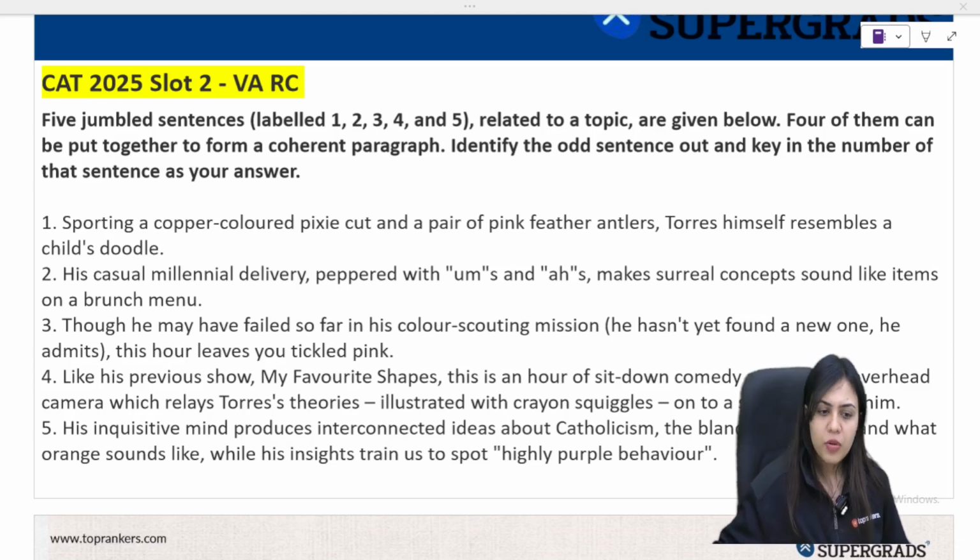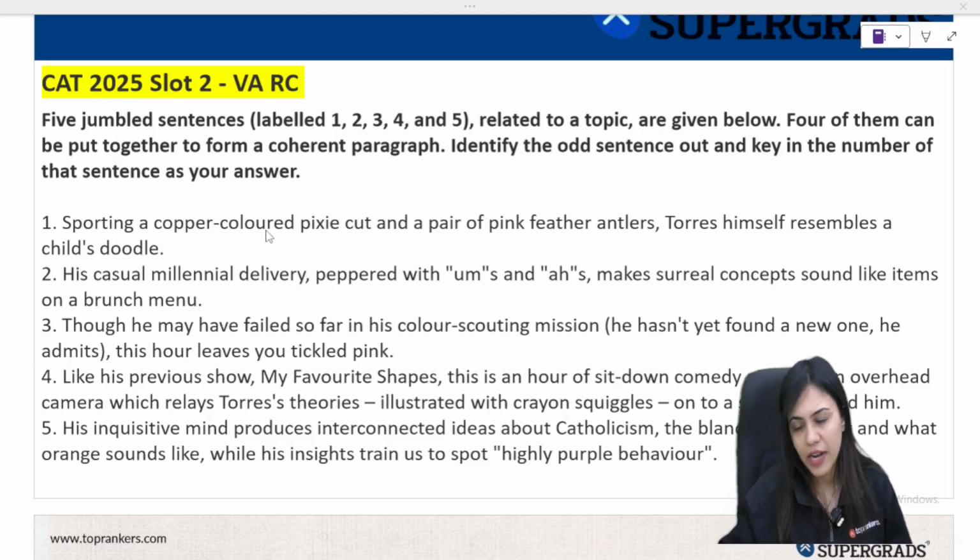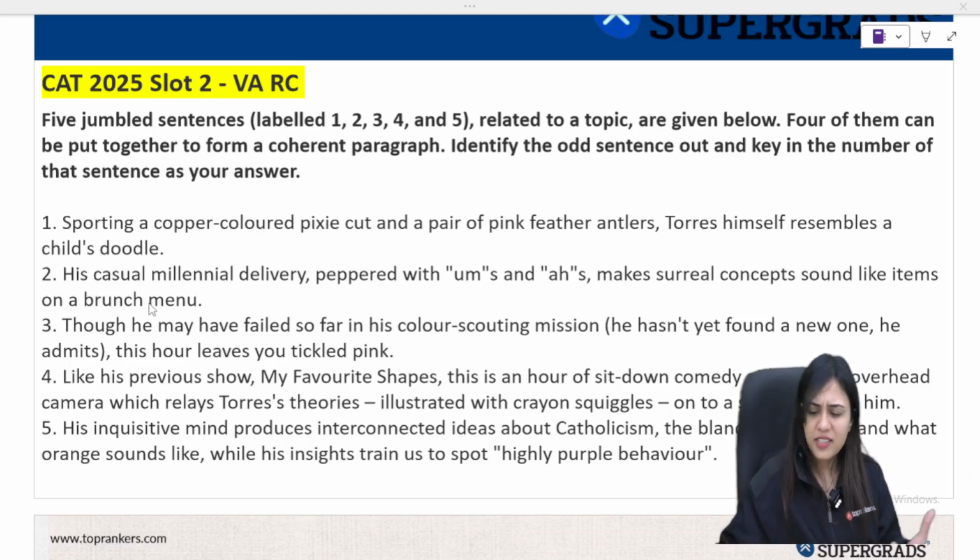Then we talk about the next statement, which is the first one. More information about Taurus, right? What he looks like on the stage, "sporting a copper colored pixie cut and a pair of pink feather antlers, Taurus himself resembles a child's doodle." Okay, so his appearance has been discussed here. Then the next statement talks about his speaking style, right? Which one is that? It is the second one. "His casual millennial delivery peppered with ums and ahs makes surreal concepts sound like items on a brunch menu." Okay, something that you see on the menu of a hotel where you're going for brunch.